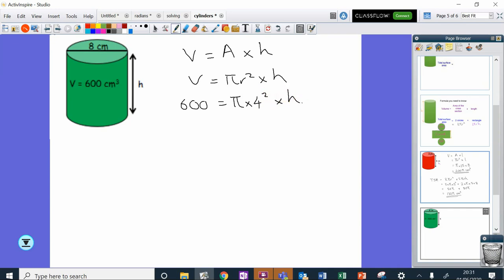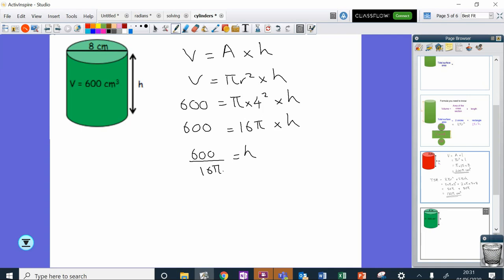So we can just rearrange this to find out what h is. I'm going to just tidy this up. I wouldn't normally do this. I might just do that in one step. But that's 16 pi times h is equal to 600. So h is 600 divided by 16 pi. That's in terms of pi. I could type it in a calculator, round it to 3 significant figures, for example.